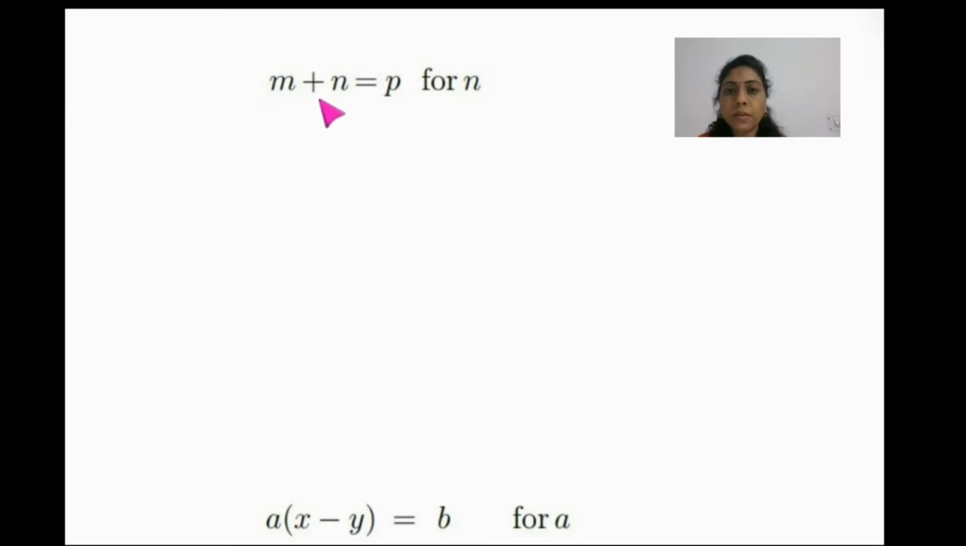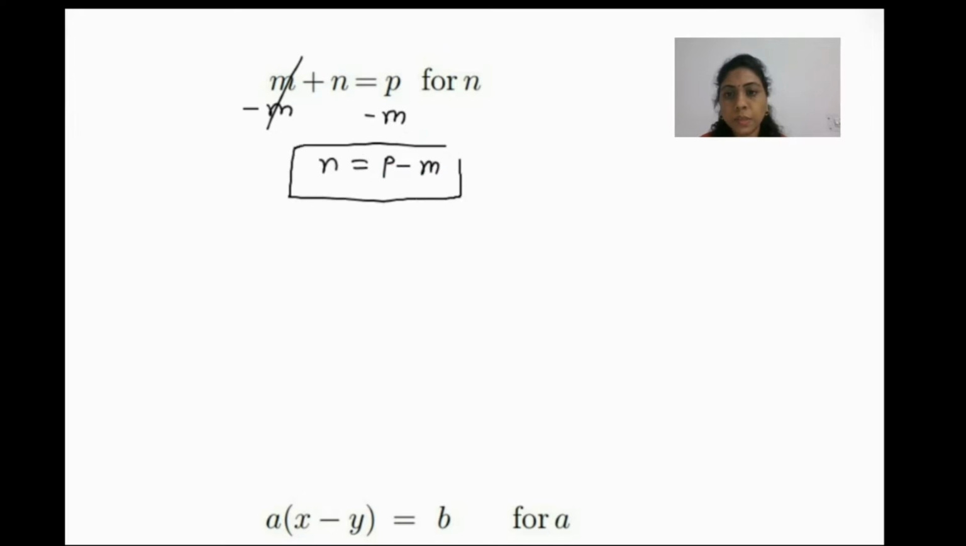Here solve for n. So what should we do here? m is added to n, so subtract m from both sides. The m cancels, and n = p minus m. And this is a one step linear equation.